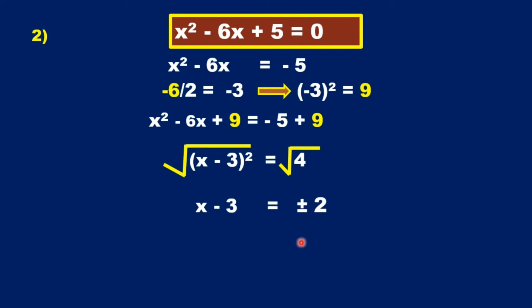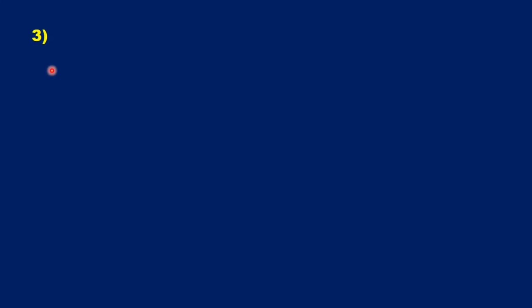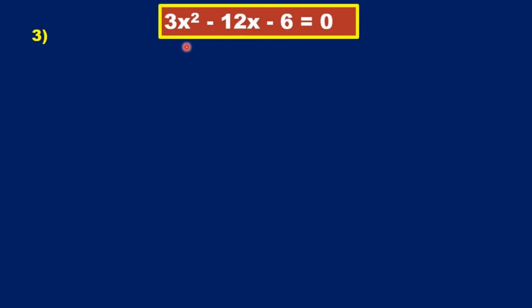Transposing negative 3 to the other side becomes positive 3. So the answer is x is equal to 3 plus and minus 2. So the two real solutions are 3 plus 2 is equal to 5 and 3 minus 2 is equal to 1. Problem number 3. 3x squared minus 12x minus 6 is equal to 0.